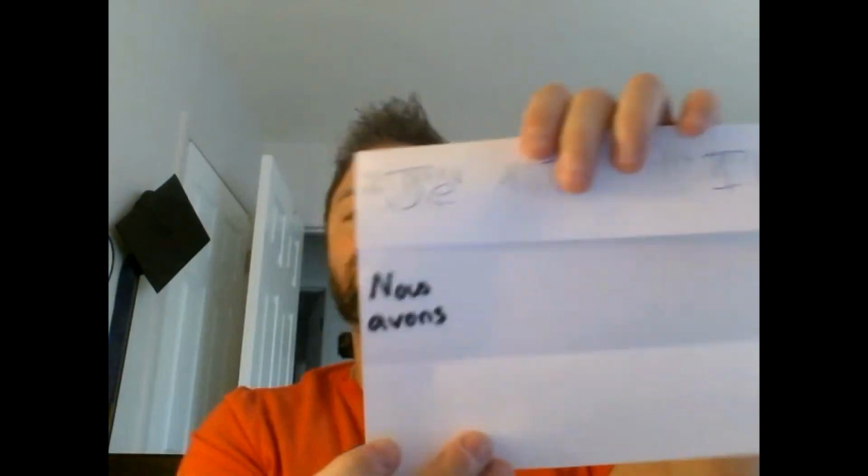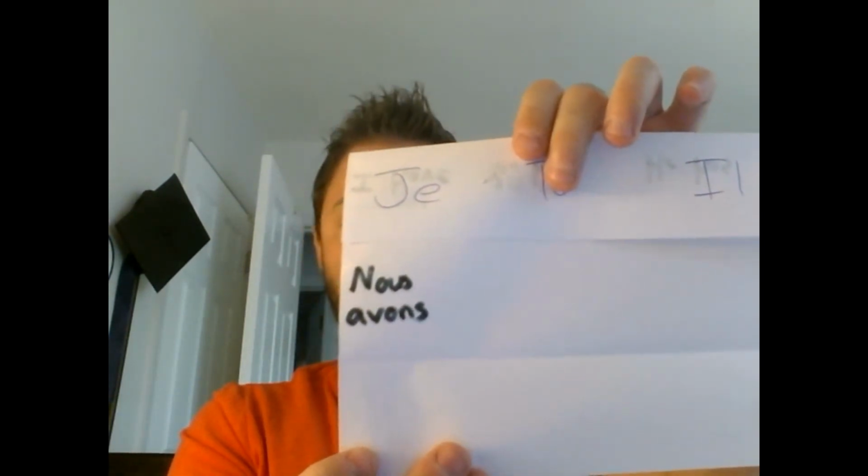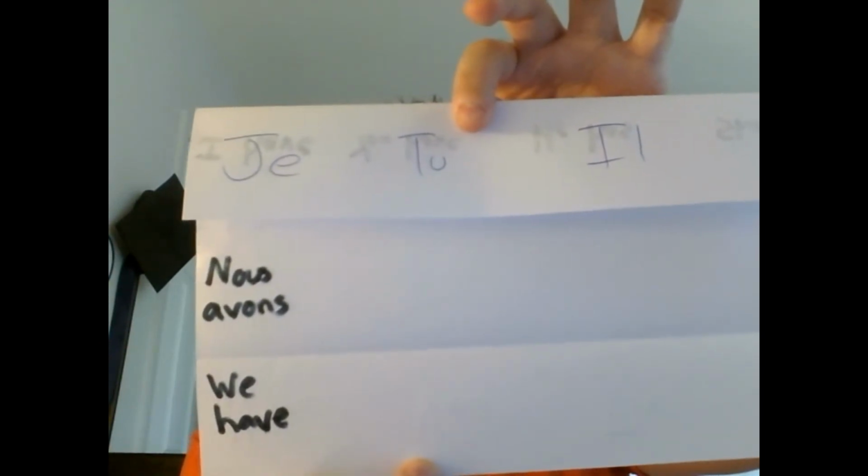Now we're going to do the bottom half. So under nous, we will write nous avons. A-V-O-N-S, which means we have. Nous avons. Vous. Vous avez. Vous avez, which means, it's the only time you're ever going to hear me say this, y'all have. I may be from Tennessee, but it don't always sound like it. Vous avez.